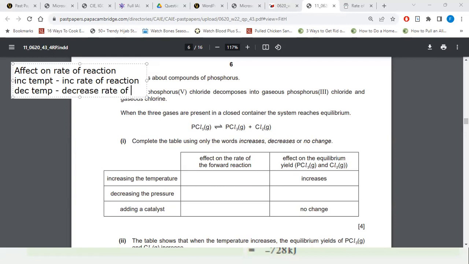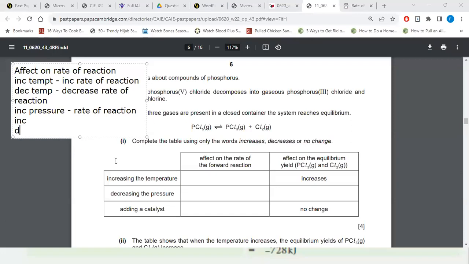And what about pressure? If I increase the pressure, what will happen to the rate of reaction? The rate of reaction increases, and when we decrease pressure, it will decrease the rate of reaction. Correct. Good job. The rate of reaction will increase, and if I decrease pressure, the rate of reaction decreases.